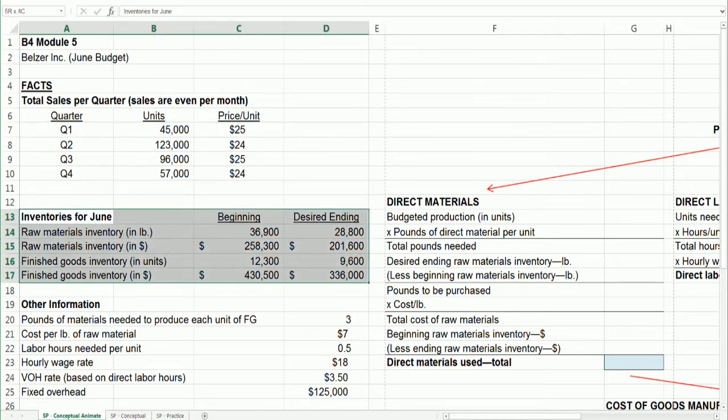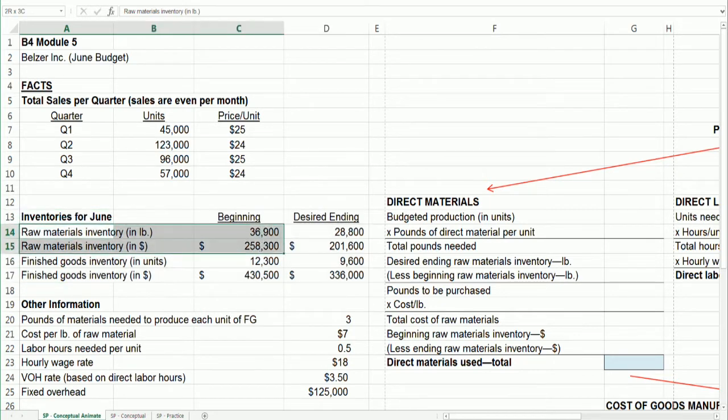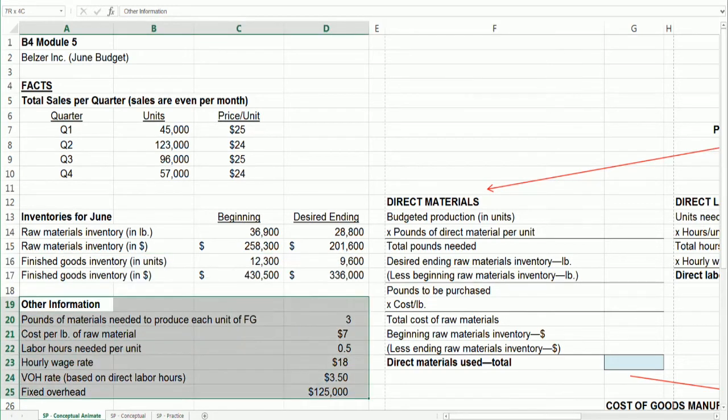All right, second, we have a bunch of information about inventory. We have both raw material inventory, both in its units, which in this case are pounds of raw material, both what we're starting the month of June at and what we would like to end the month of June at, as well as its corresponding cost, its dollar value. We have the same information for finished goods, in this case units being units, actual produced finished goods, once again with beginning and desired ending, as well as the dollar value. And then one of my favorites from any exam is the other information.